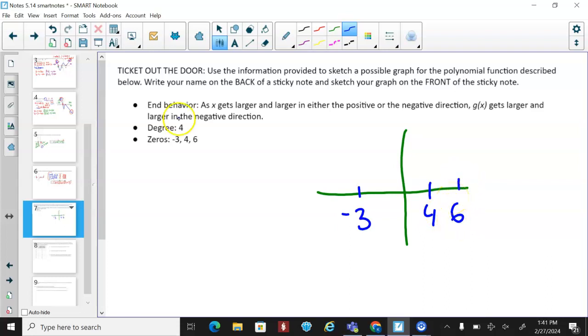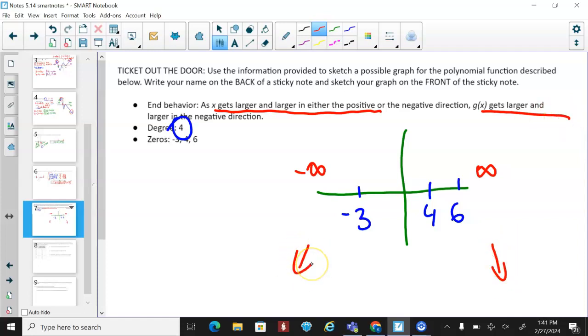Now, it tells me this is a 4th degree. That means I should have 4 zeros. That means that one of the zeros must be double. That means it must be a bounce. It doesn't say which one, so I can pick. And then it also tells you that when x gets larger and larger in either the positive or negative direction, g of x, which is my function, goes in the negative direction. So that means both ends will go down.